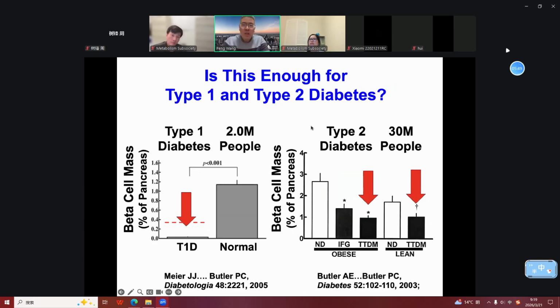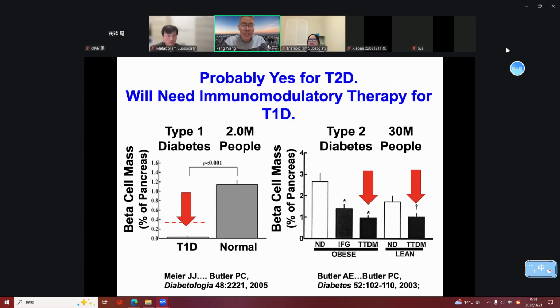So with this increase of the beta cell mass, we ask, is this enough for type 1 diabetes therapy? I think for type 2 diabetes, the answer should be yes, because all the patients always have plenty of beta cells left. And for type 1 diabetes, we probably need immunomodulator therapy in combination with this treatment.